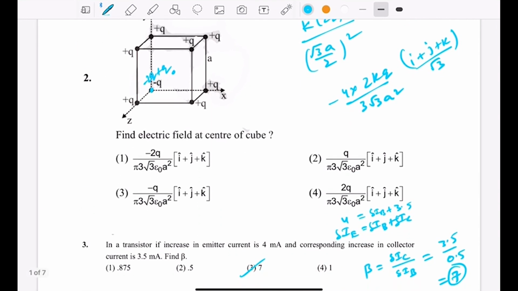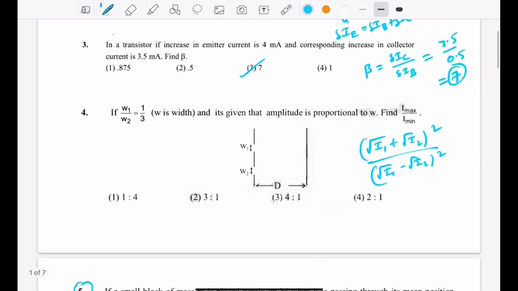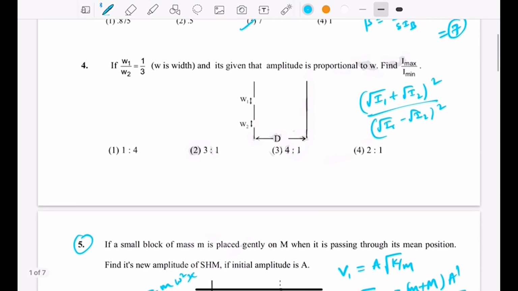So how many questions are left? The second question is left, I'll come back to this later. This is the fourth question. So W1 by W2 is 3 times. So intensity will be 3 times. If this is I naught, this will be 3 I naught. Maximum amplitude is proportional, so intensity will be the square. Okay, so intensity is the square of it.